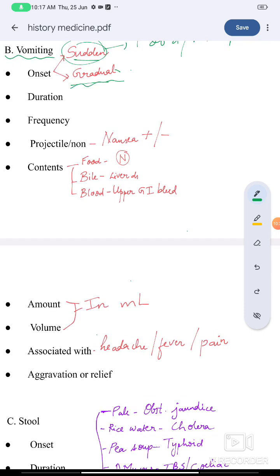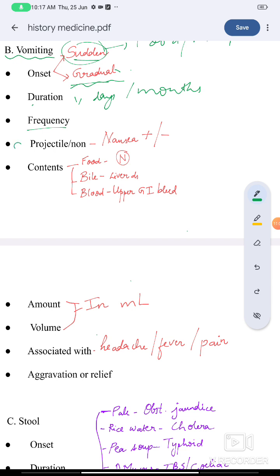Next comes gradual. Gradual may again be associated with chronic diseases like presence of peptic ulcers, GERD, certain radio-induced medications, pregnancy and other things. Next is the duration, मतलब कितने दिन से उसको है, into days, months. Next is frequency, that how many times the patient vomits every day.